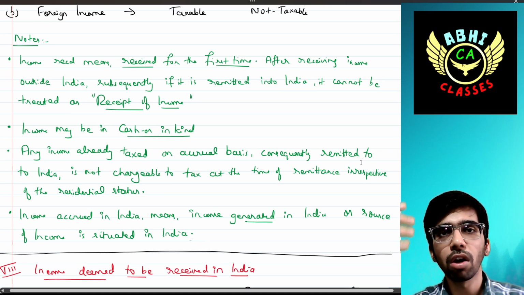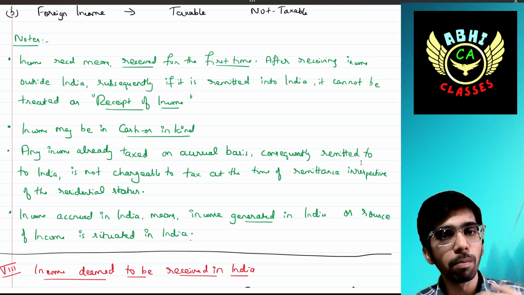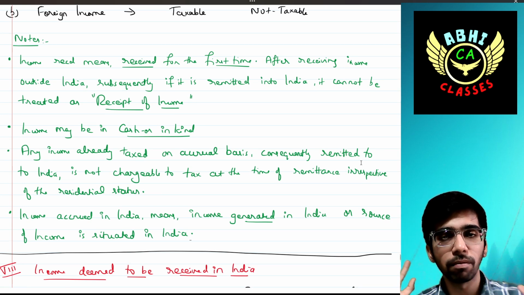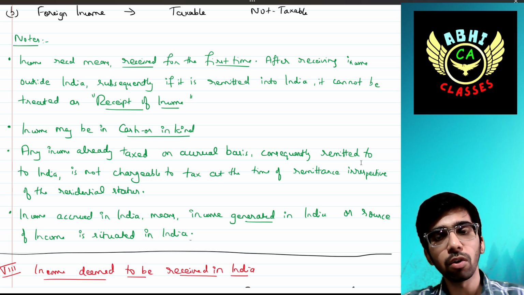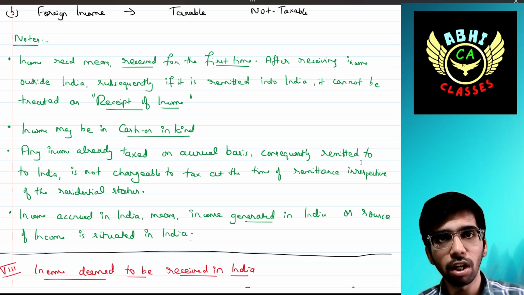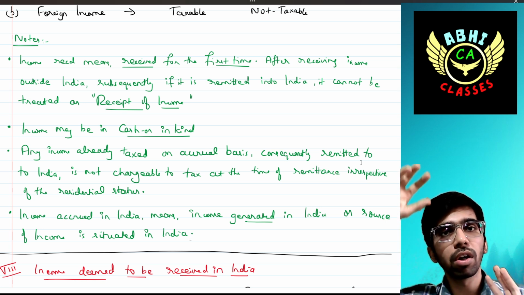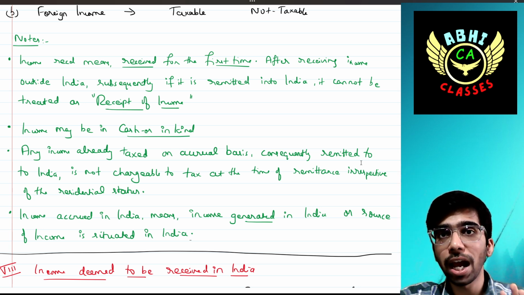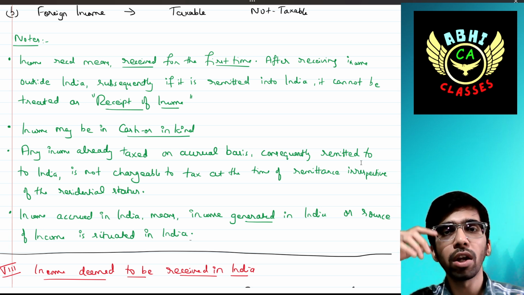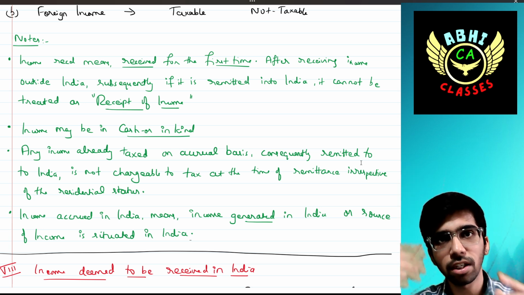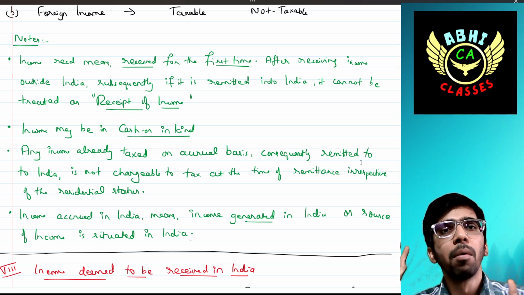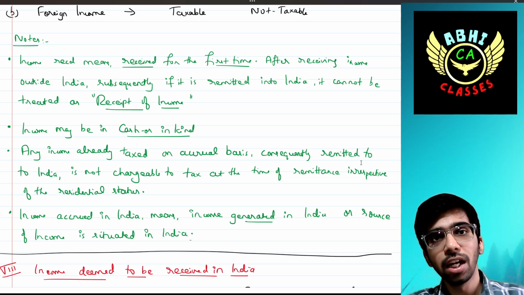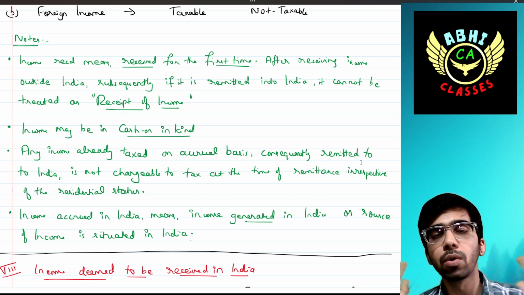It should be for your understanding purpose. Income received means received for the first time. After receiving income outside India, if it is then remitted into India, it cannot be treated as receipt of income. For example, I have received income in my foreign bank account, which I opened in some other country X. I have received my foreign income there itself, but then it is remitted to India. Then it is not treated as income received in India.